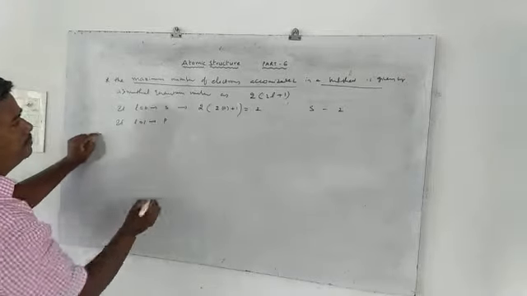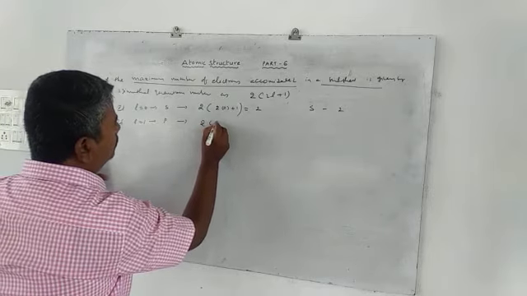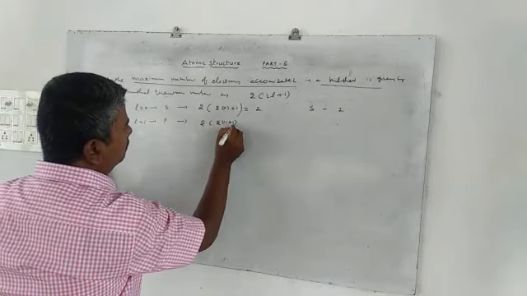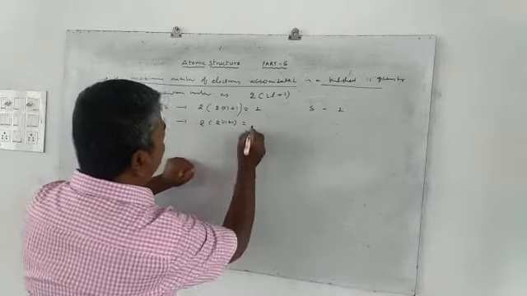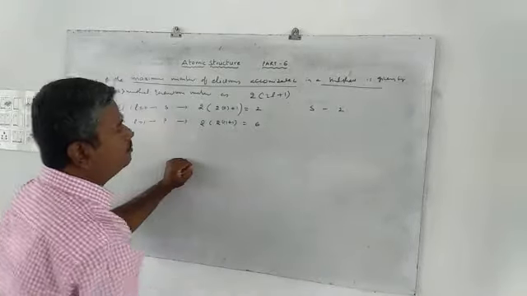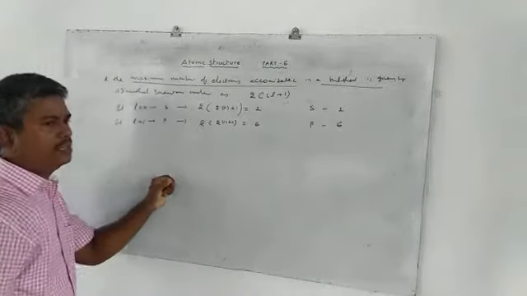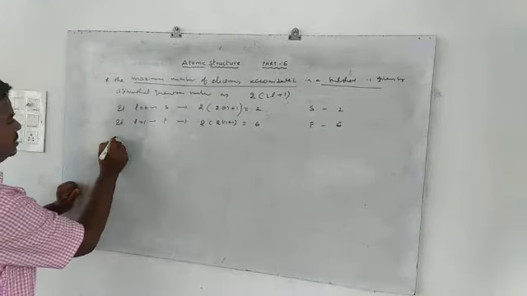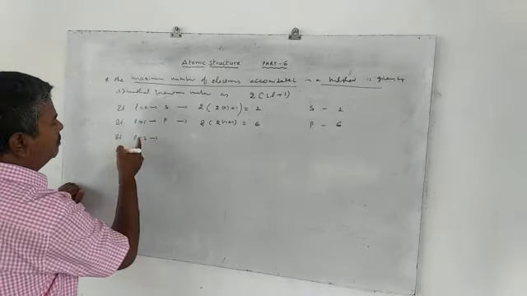P orbital. So if we substitute the L value, 2 into 1 plus 1. So 2 into 1 means 2, plus 1 means 3. 2 into 3 means 6. That means the P orbital accommodates how many electrons? 6 electrons. As well as if L equal to 2, which subshell?